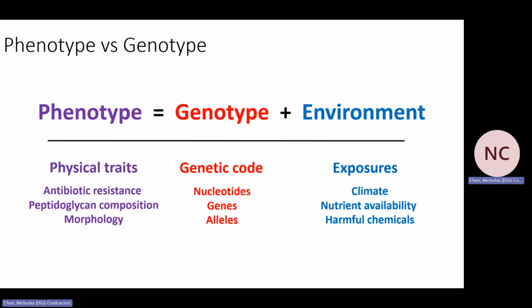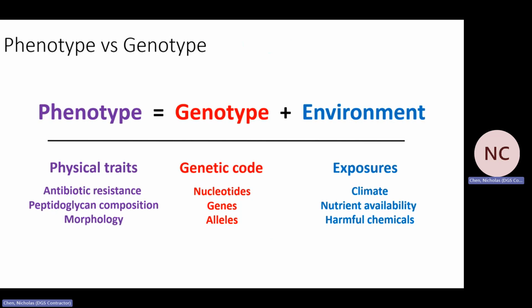This is distinct from the genotype of organisms, which relates to its genetic code. This genetic code may be conceptualized in various ways, from single nucleotides to whole genes and their alleles. Finally, there is the environment, which can be thought of as the factors that an organism is exposed to, such as a localized climate, the availability of nutrients, or the presence of harmful chemicals.